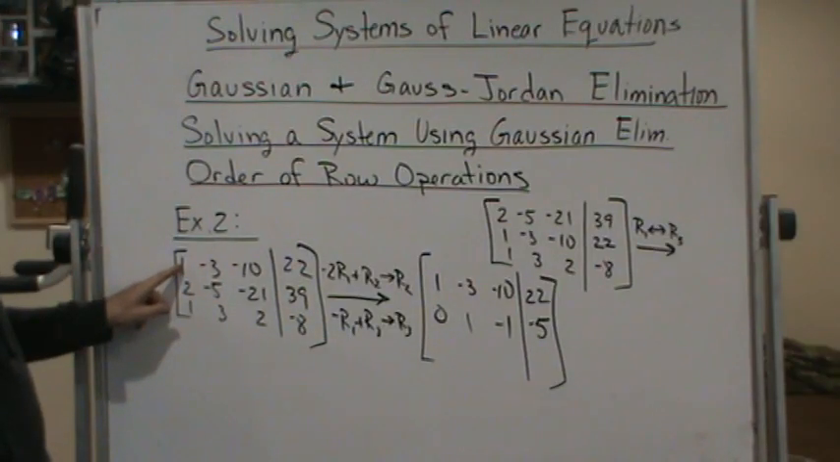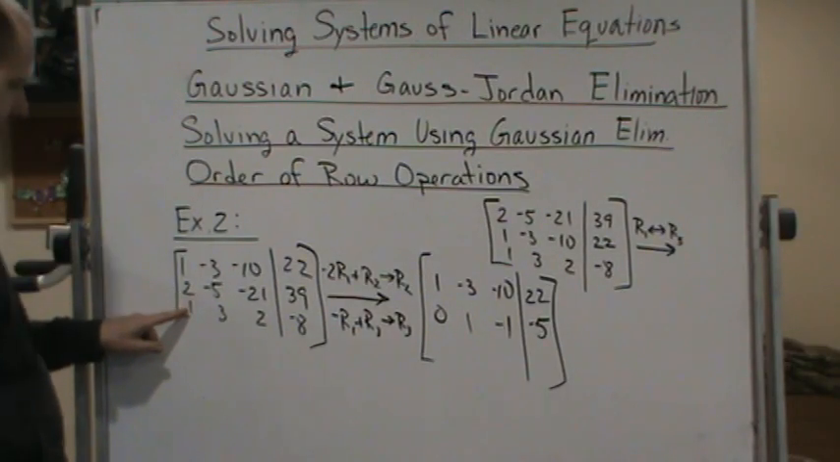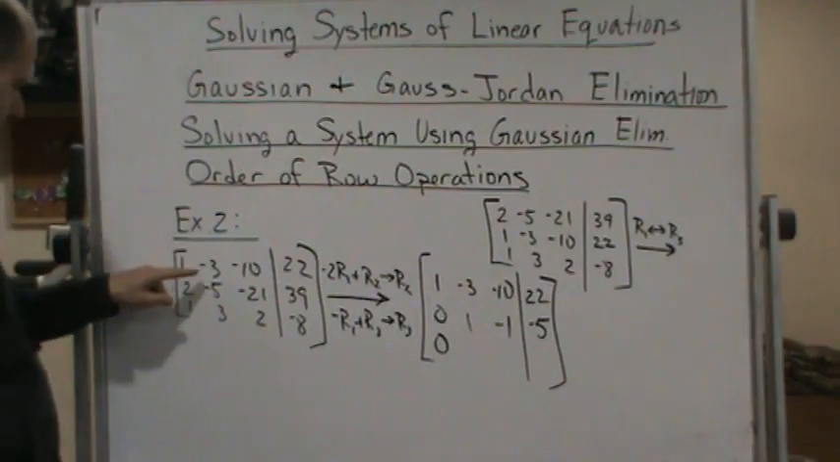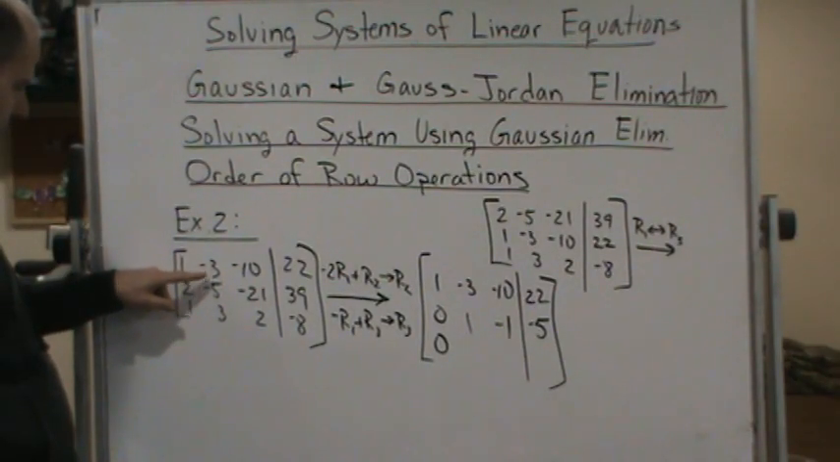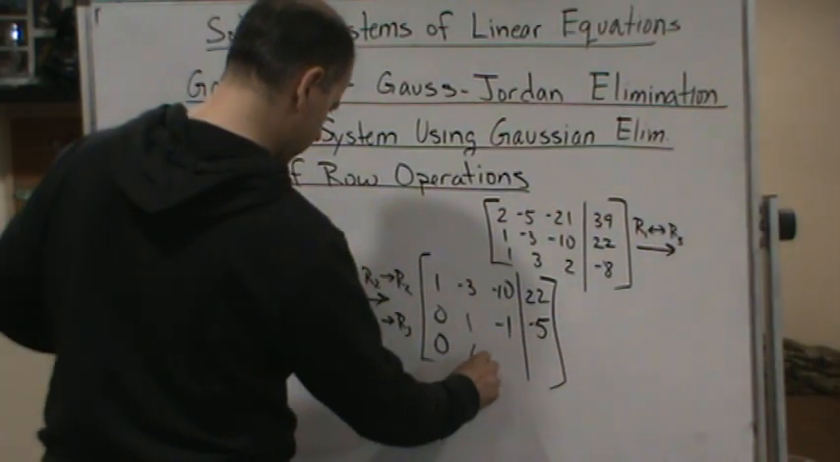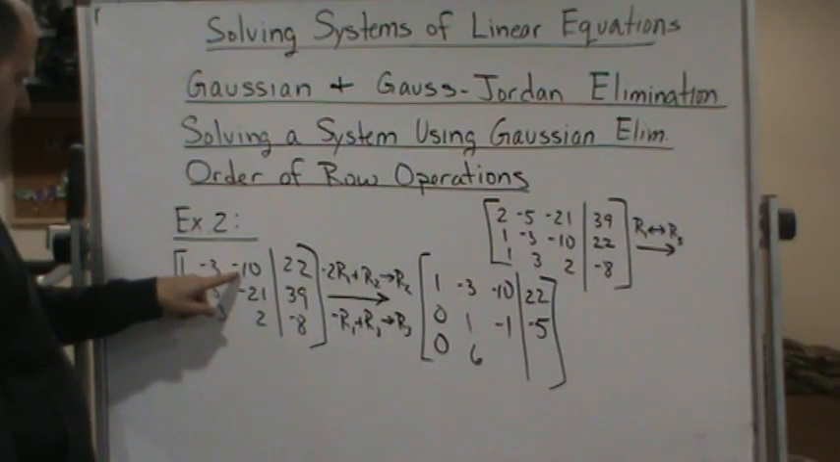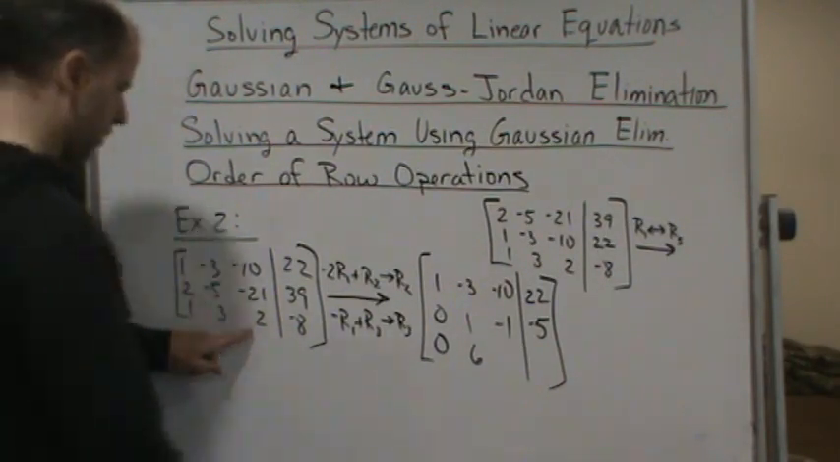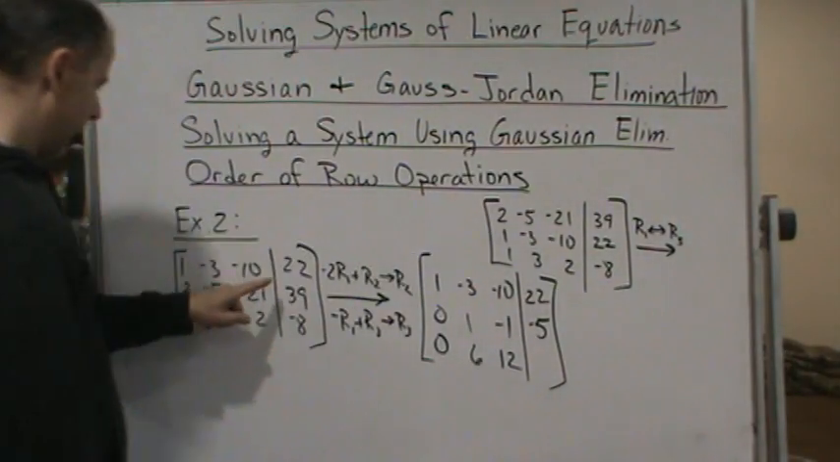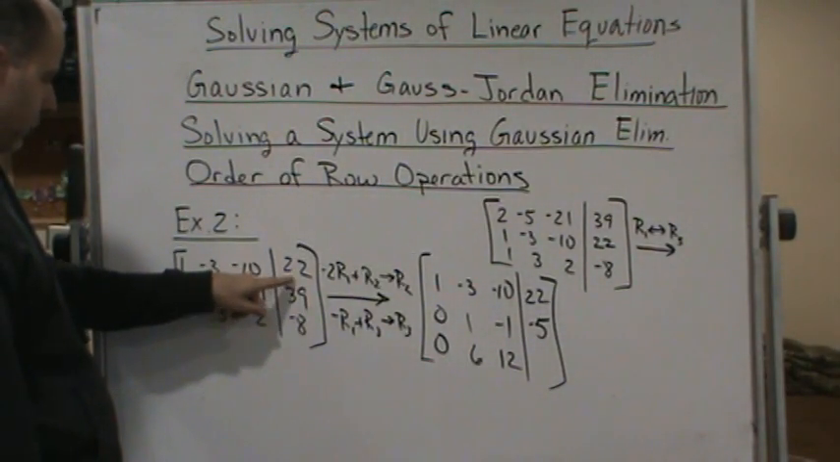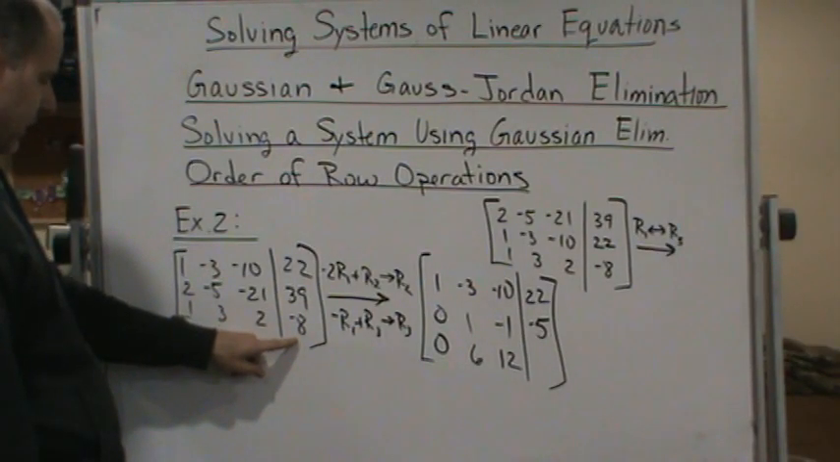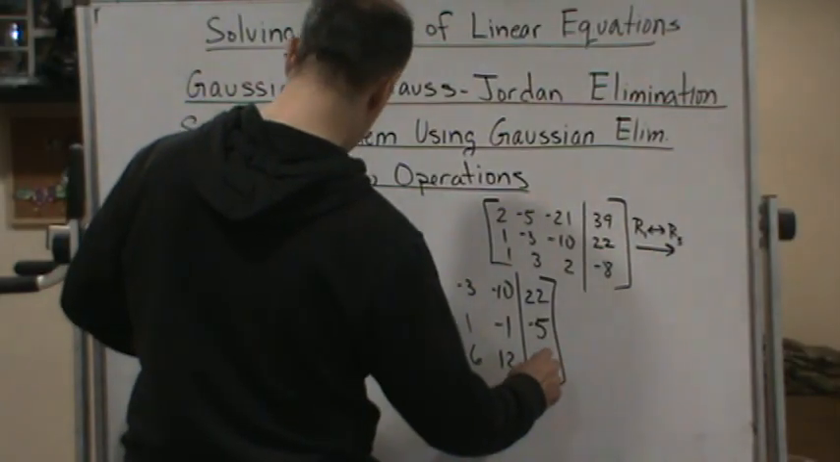So negative row 1 plus row 3. So that's going to be -1 plus 1 is 0. -1 times -3 is 3, 3 plus 3 is 6. And then -1 times -10 is 10, plus 2 is 12. And then negative 1 times 22 is negative 22, plus a negative 8 is negative 30.